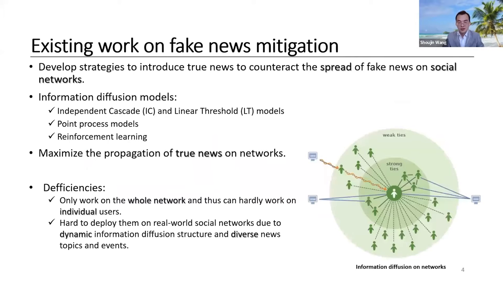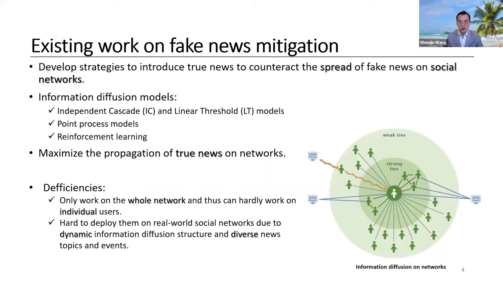There is some existing work on fake news mitigation, and it mostly tries to develop strategies to introduce true news to counteract the spread of fake news on social networks. It is mostly based on information diffusion models, such as the independent cascade model, point process models, and reinforcement learning models, to maximize the propagation of true news on networks.